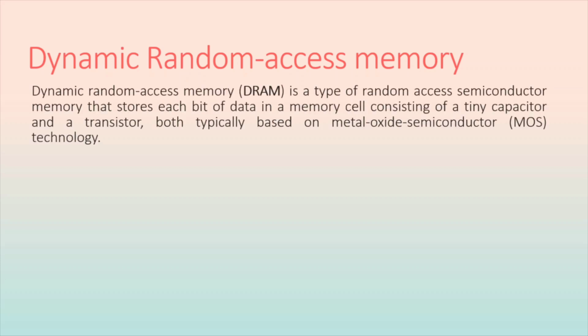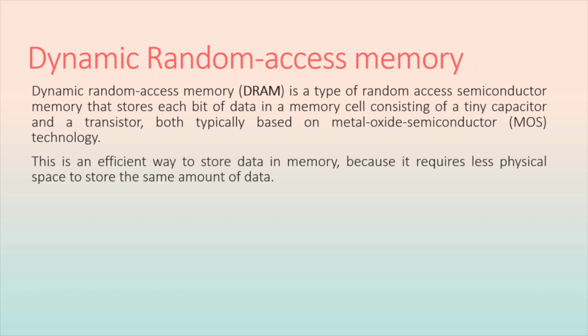Dynamic random access memory. Dynamic random access memory is a type of random access semiconductor memory that stores each bit of data in a memory cell consisting of a tiny capacitor and transistor, both typically based on metal oxide semiconductor technology. This is an efficient way to store data in memory because it requires less physical space to store the same amount of data.